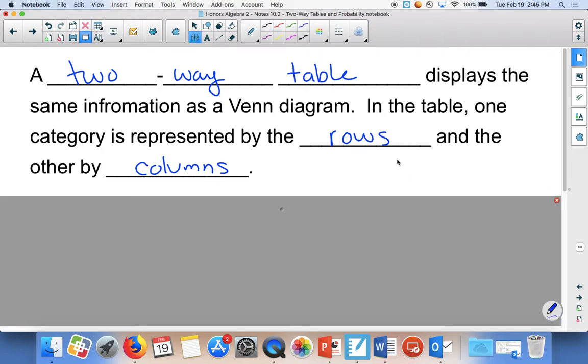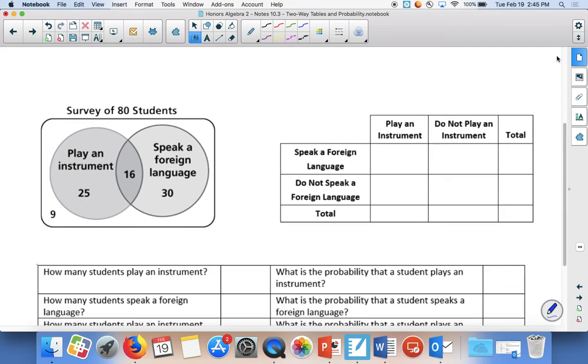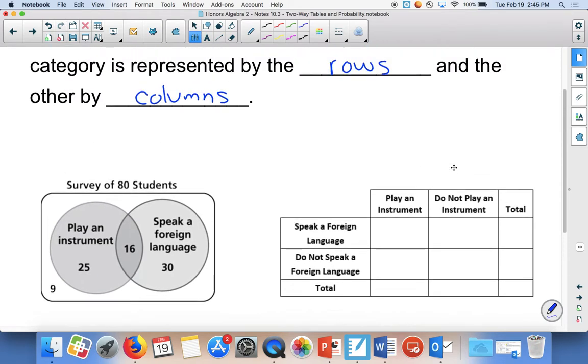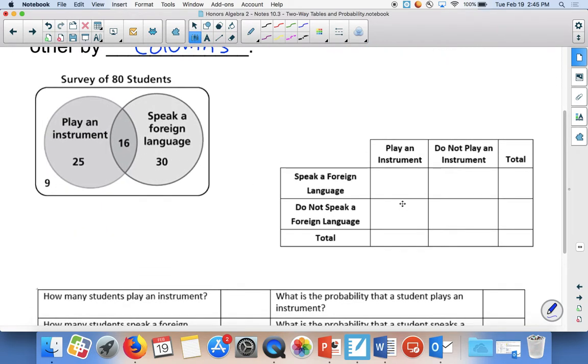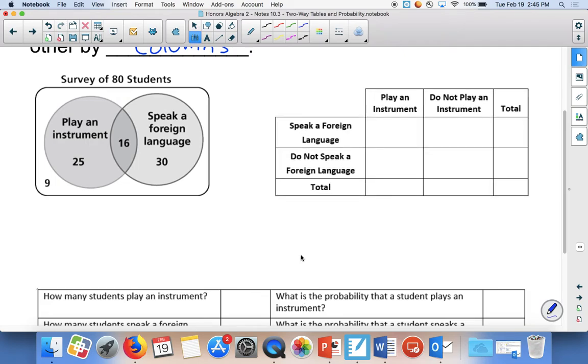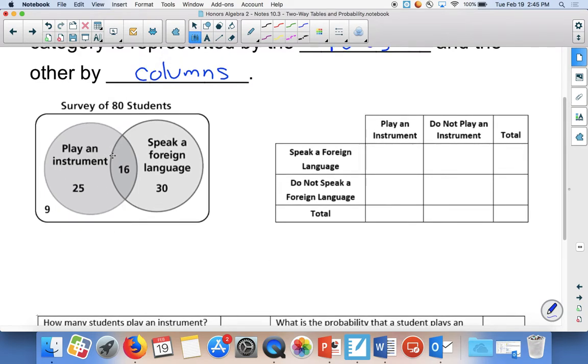Okay, so let's look at this Venn diagram here. And I'm going to scoot this up a little bit. So you've got this Venn diagram here, and you see how things relate. They surveyed 80 students total. So if you know that total, go ahead and put that in the very last box that you possibly could have. That's the overall total of everything. And then take this Venn diagram and just fill in the table.